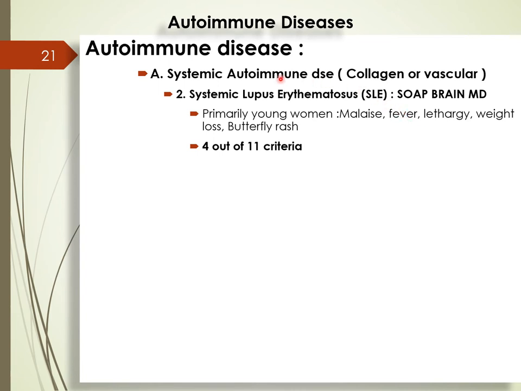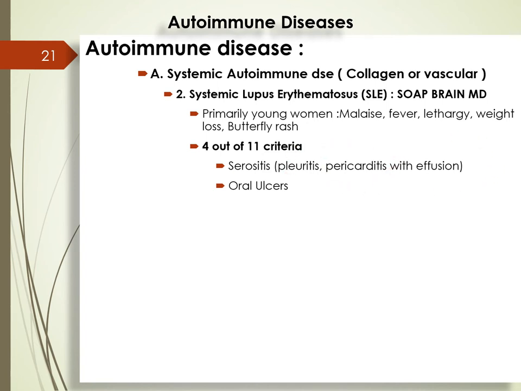SLE is usually a disease of young women. The usual presentation is malaise, fever, lethargy, weight loss, and a butterfly rash. So these are the 11 criteria. The 11 criteria will involve serositis. Okay? Your S will be your serositis, meaning inflammation of serosal membranes like your pleura, pleuritis, pericarditis with effusion.